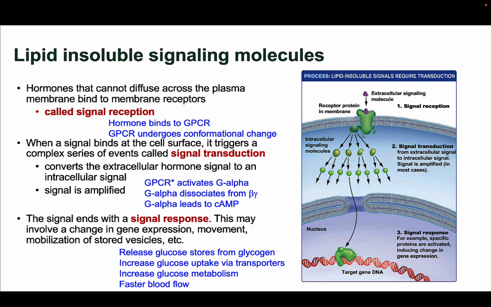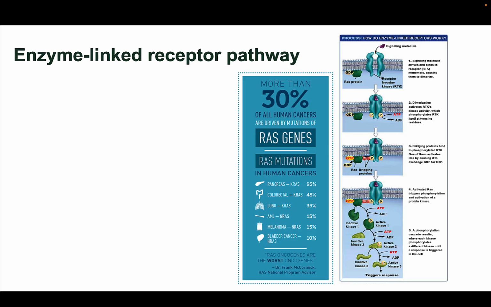And so this is kind of a big picture of signaling response from the beginning to the end of how this happens with G protein coupled receptors. There's a lot of other signaling pathways that we won't have time to talk about. Another common one that's mentioned in the textbook is this enzyme-linked receptor pathway.